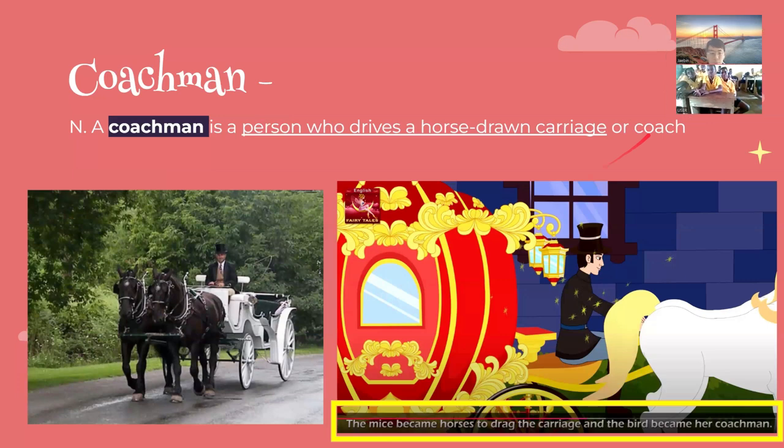And the next vocabulary word is coachman. It is a noun. A coachman is a person who drives the carriage or a coach. So you can see a man here, and he is driving this carriage. And again, the carriage is this whole vehicle that is used to transport people. And in the story, it is used as such.